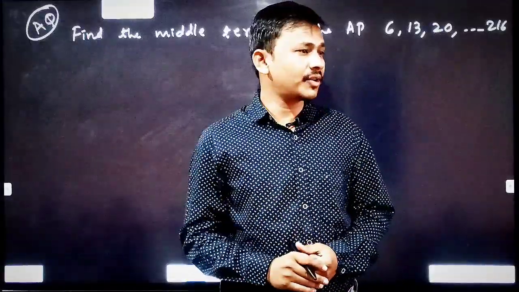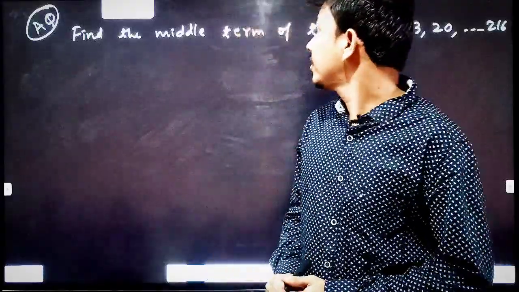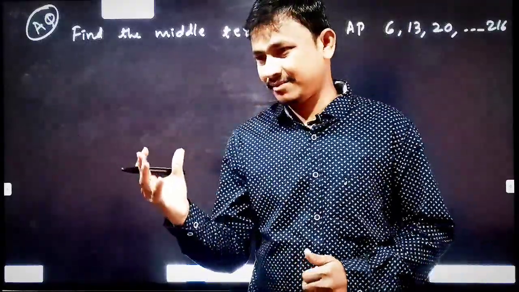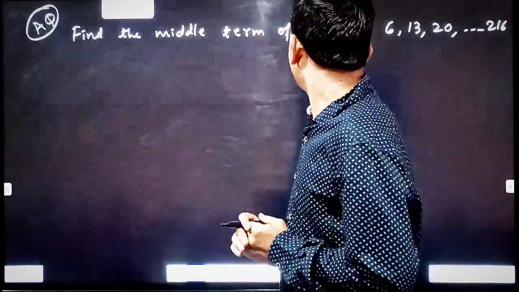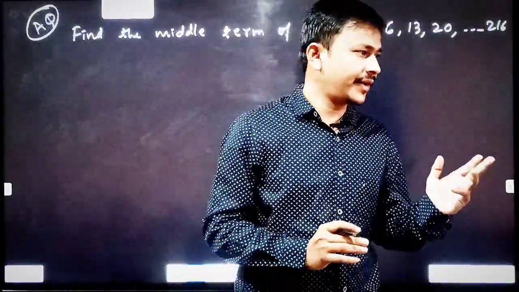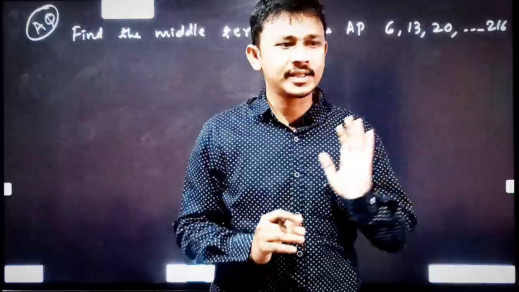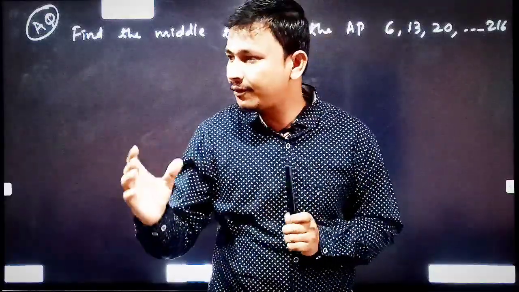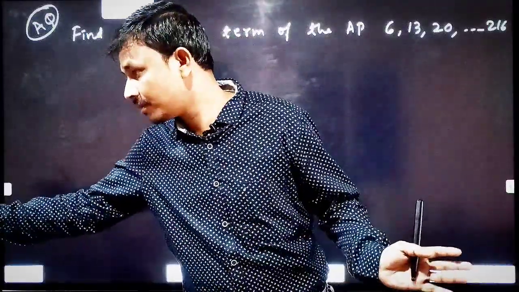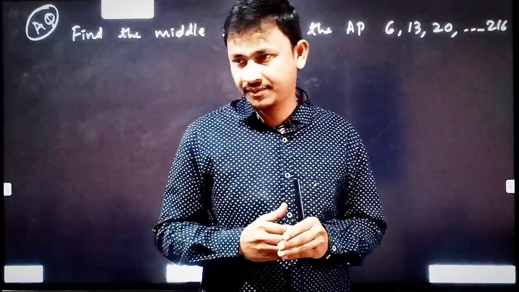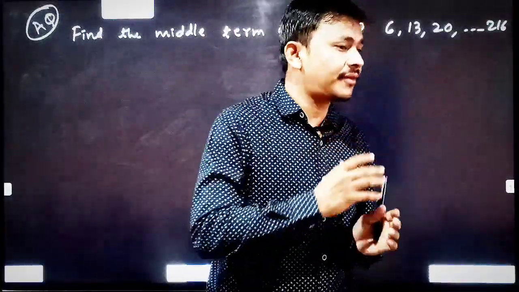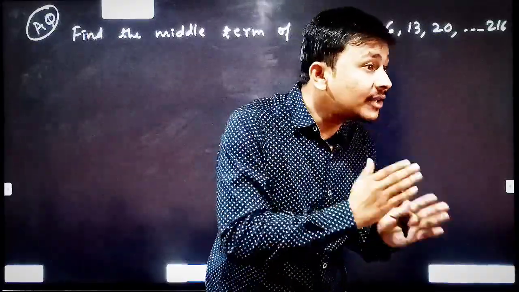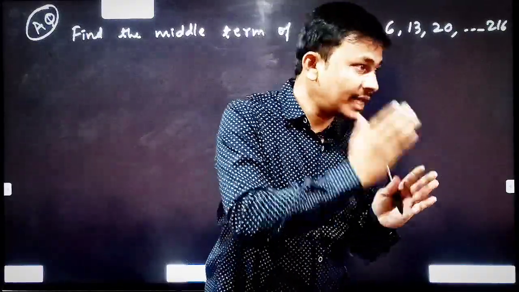Next, application level question. What is the question here? Find the middle term of the AP 6, 13, 20 and so on 216. First of all, we need to find out the number of terms, n value. In this type of question, first I need to find out n value.